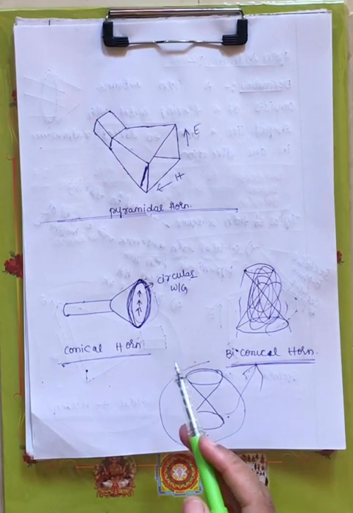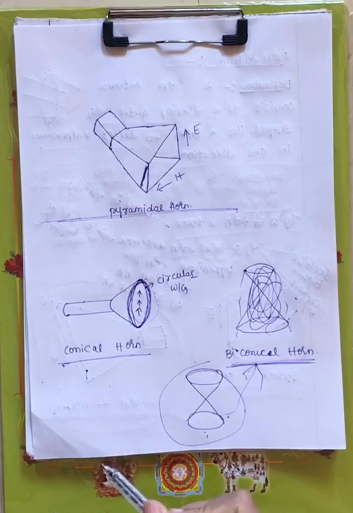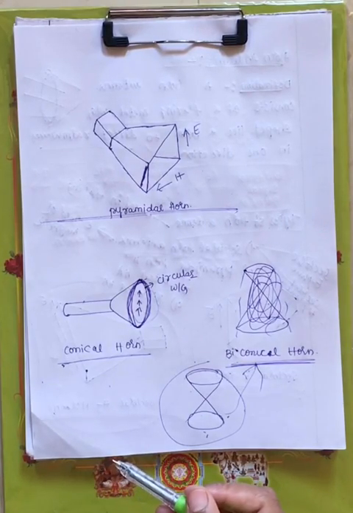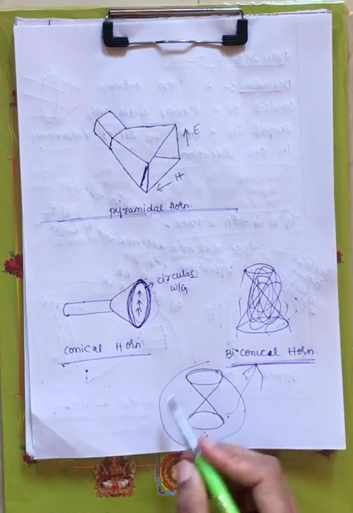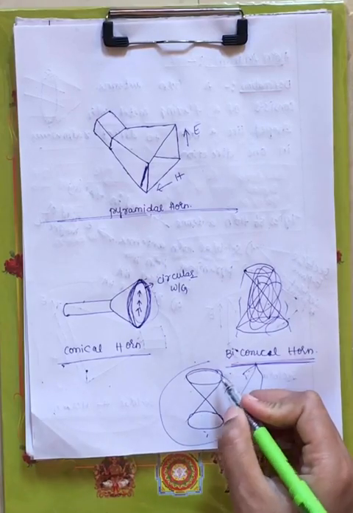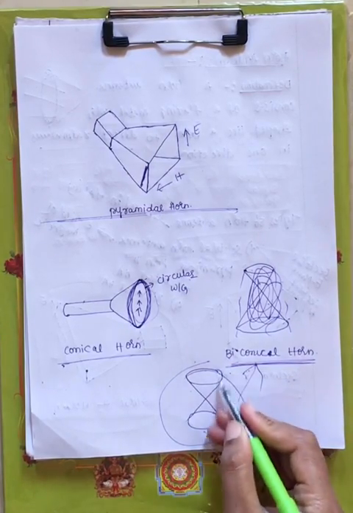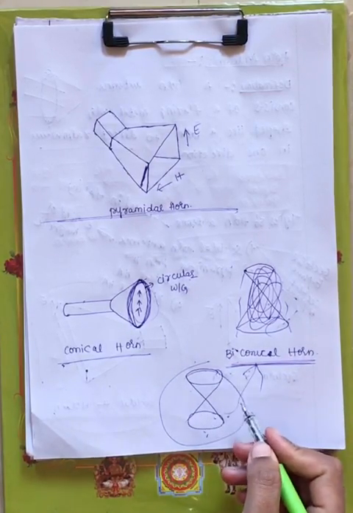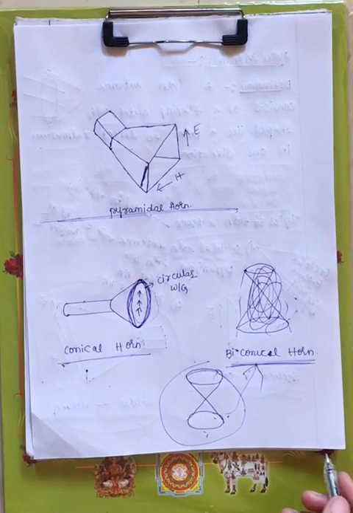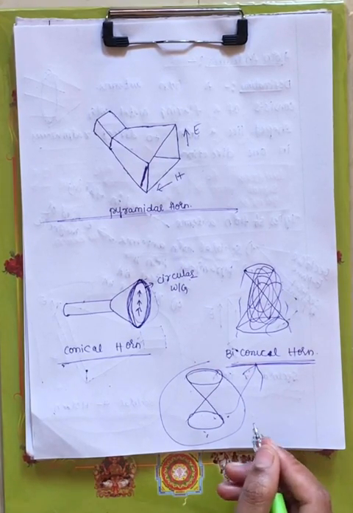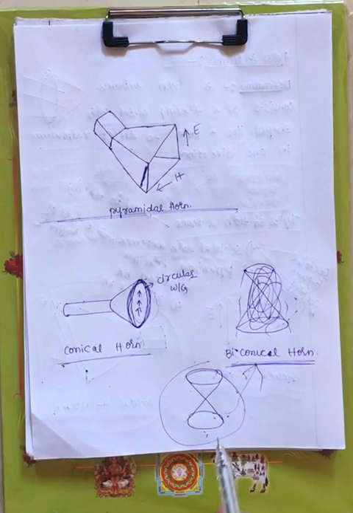Whatever horn antennas we have seen till now can radiate radio waves only in one direction, whereas the biconical horn antenna can radiate in two directions, and those radiations are radiated equally. That is the difference between biconical and the remaining horn antennas.